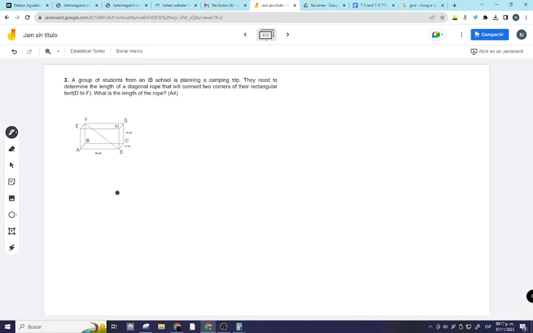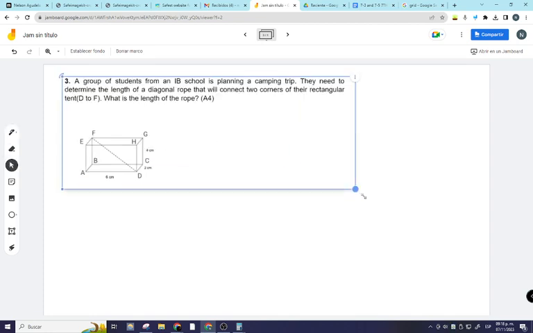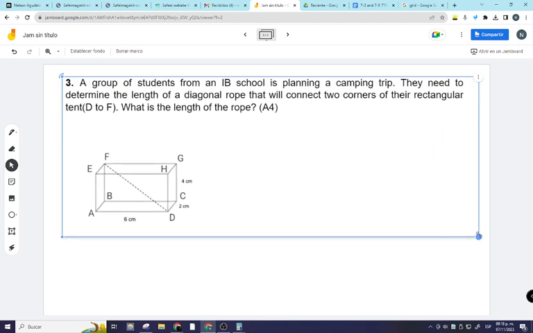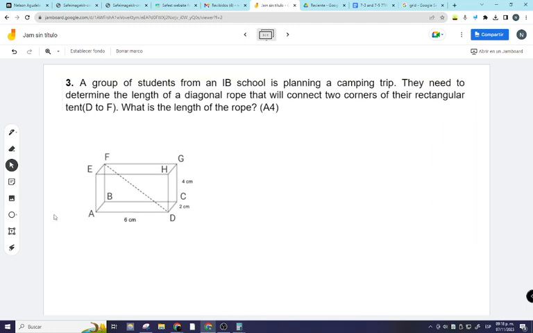Okay, for the third problem, this one is a little bit more complicated. So please try to follow my explanation as carefully as possible. I am going to try also to explain it as easily as possible.